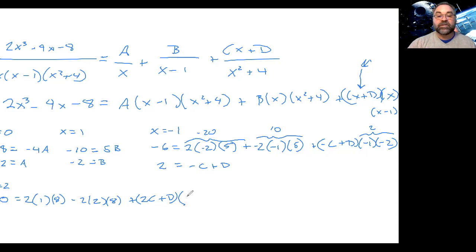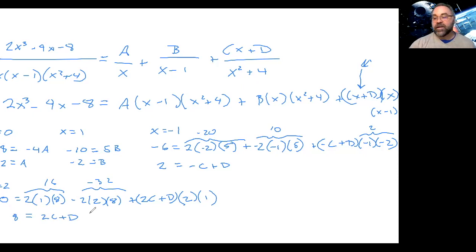Where were we? Plugging in 2. So x is 2 and x minus 1 is 1. And if we solve all this, you're going to simplify here. You're going to get 16. Okay. You're going to simplify here, and you're going to get negative 32. And here you've got 2 times 2c plus d. And so when you move everything around, you're going to get 8 equals 2c plus d.